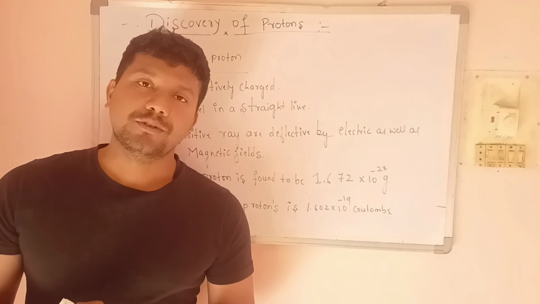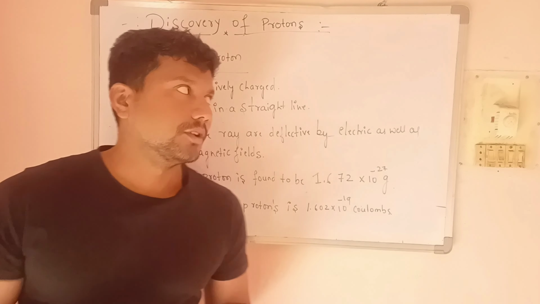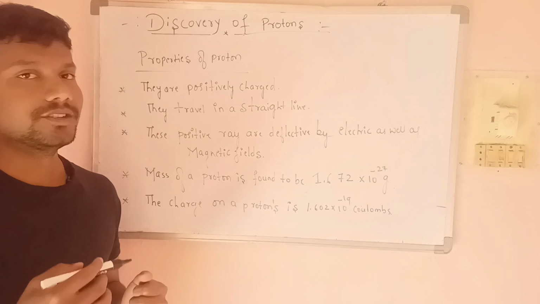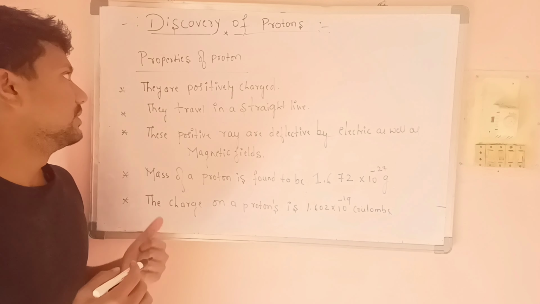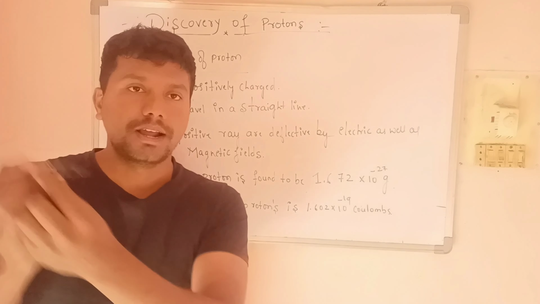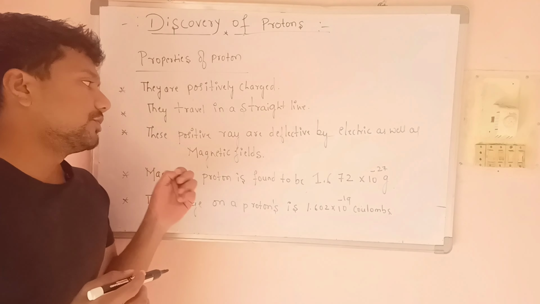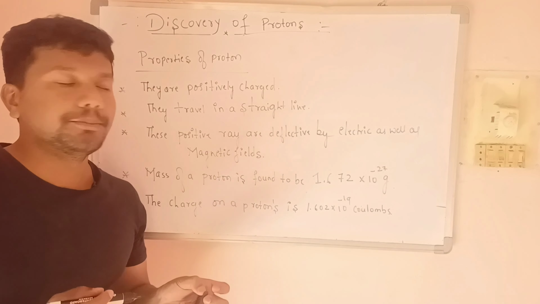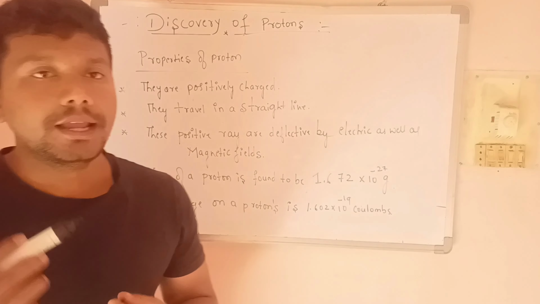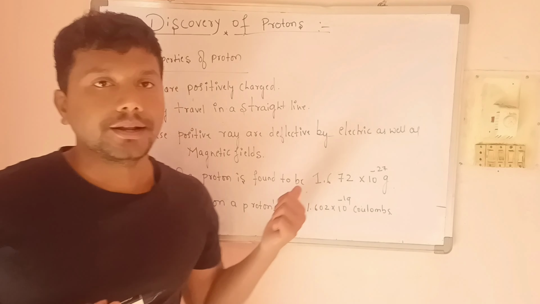We have already discussed the characteristics of positive particles like protons. Now we will discuss the properties of the proton. They are positively charged. Next, they travel in a straight line. Fourth, these positive rays are deflected by electric and magnetic fields when passed between them.